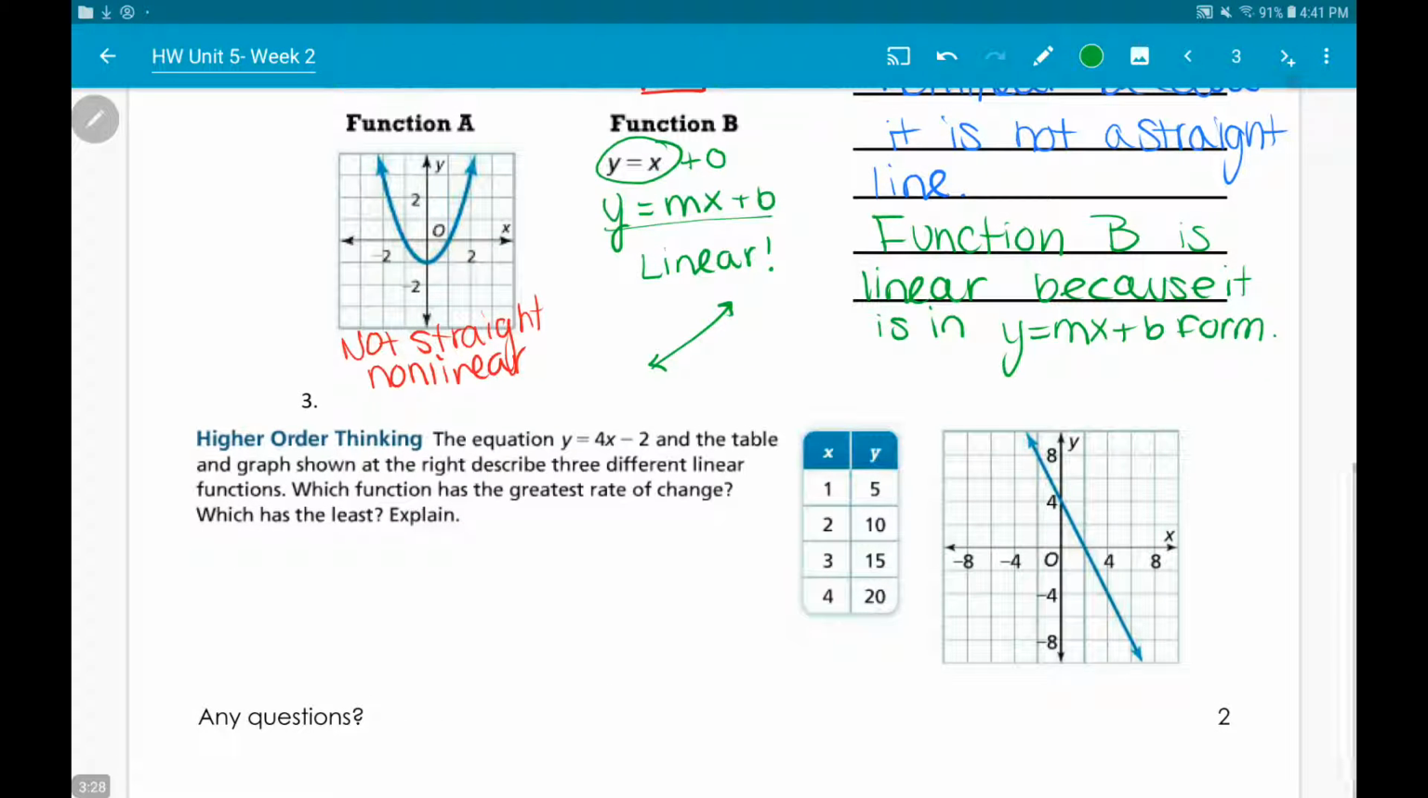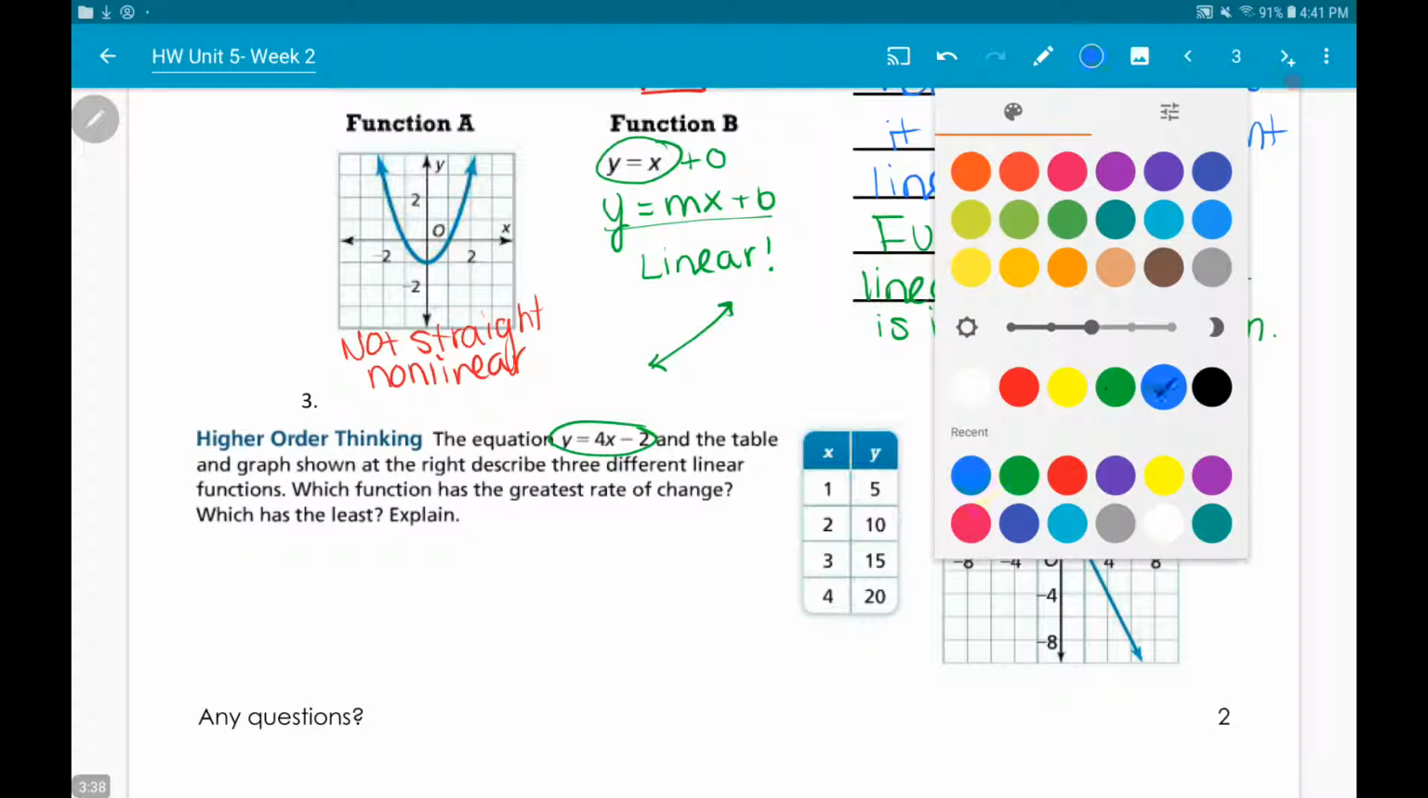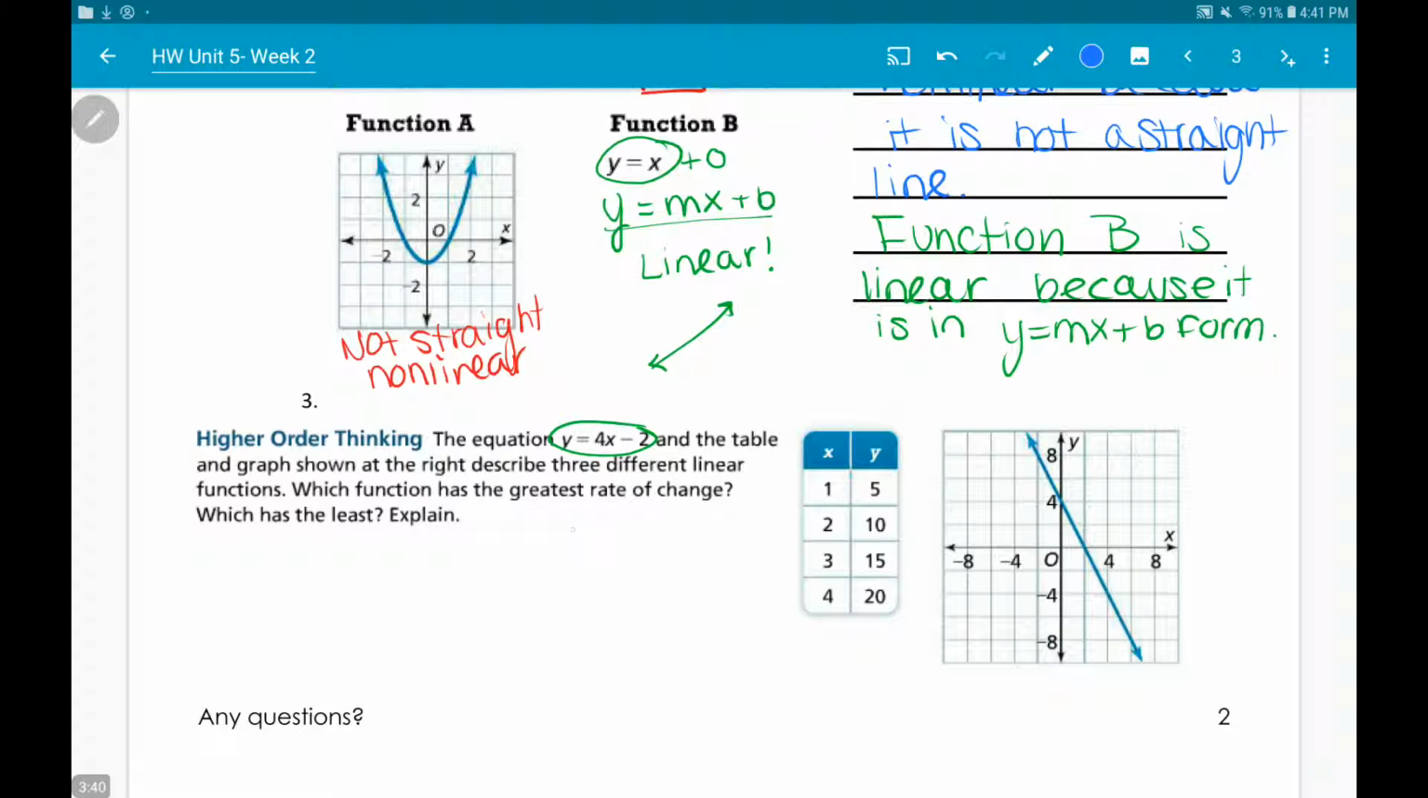Okay, one more question. The equation y equals 4x minus 2 and the table and graph are shown at the right describe 3 different linear functions. All right, so before I even do anything, I'm going to write function A is y equals 4x minus 2. Function B, let's call it the table, and function C is the graph. Okay, and they're telling us already that they're all linear. Which function has the greatest rate of change? Which one has the least?